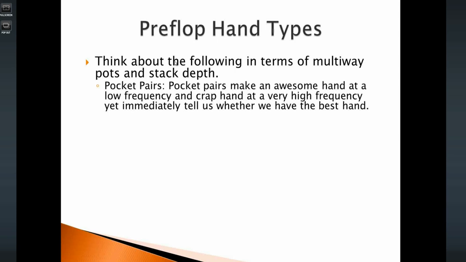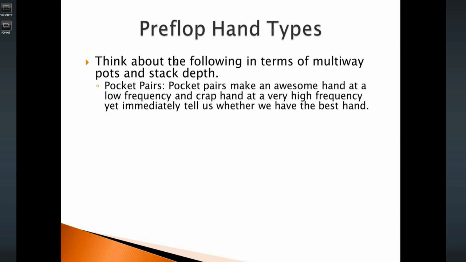They have a certain amount of equity, and when they flop the nuts, they're amazing because we know we have the best hand. But if a pocket pair was the best hand on the flop, like if we have pocket twos and the flop comes 8-7-4, it doesn't matter if our opponent has ace-queen, we're not winning the hand. So pocket pairs make awesome hands at low frequencies and crap hands at high frequencies. And they immediately tell us whether or not we're nutted, which is nice.